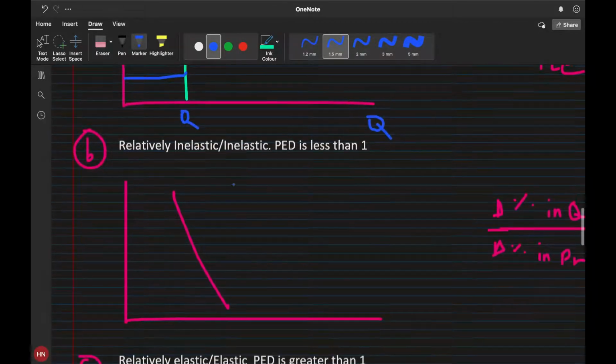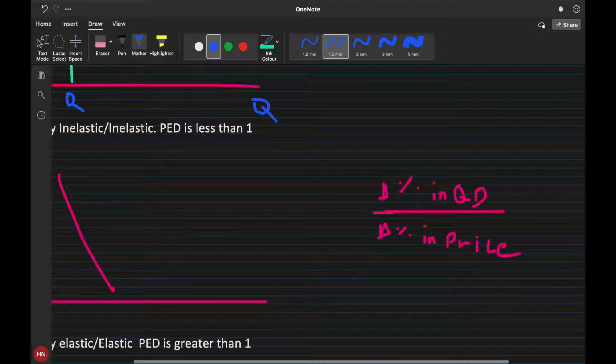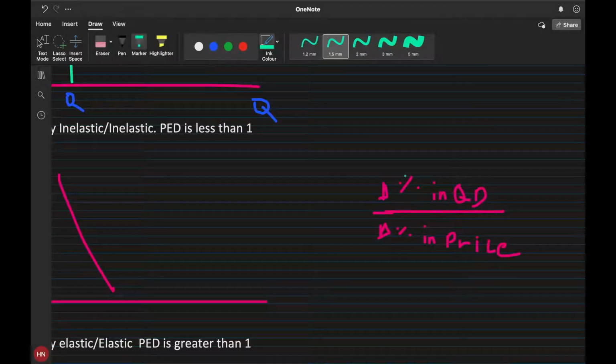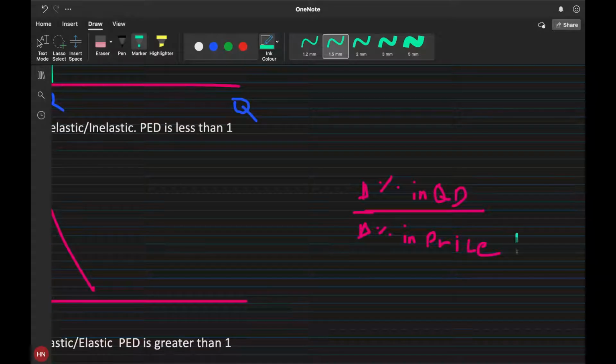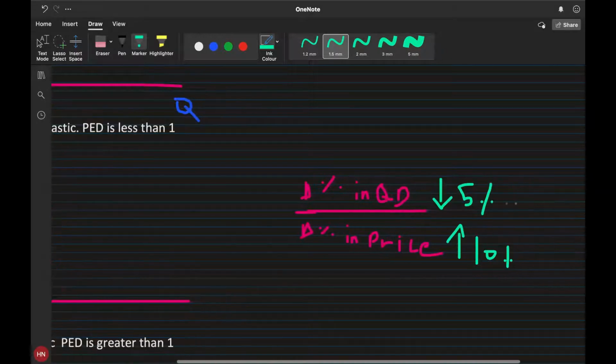Now moving on, this is the second one, so it's relatively inelastic or inelastic PED. So over here the value of PED is less than 1. In terms of what that means in the formula, let's say the price goes up by 10%, and we know that whenever price goes up, QD goes down according to the law of demand. So when price goes up by 10%, and let's say QD falls by less than 10%, which means it falls less than proportionately as compared to the price, it's going to fall, let's say, by 5% or maybe 7%.